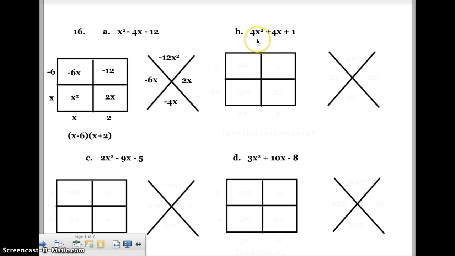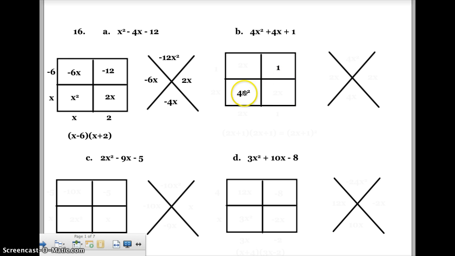Letter b. Again, my x squareds go down here. My units go up here. Now these two boxes have to be the rest of the sum. The rest of the sum is 4x. So the sum of these two boxes has to be 4x. But by Casey's rule, I know the product of these two boxes has to be the same as the product of these two boxes.